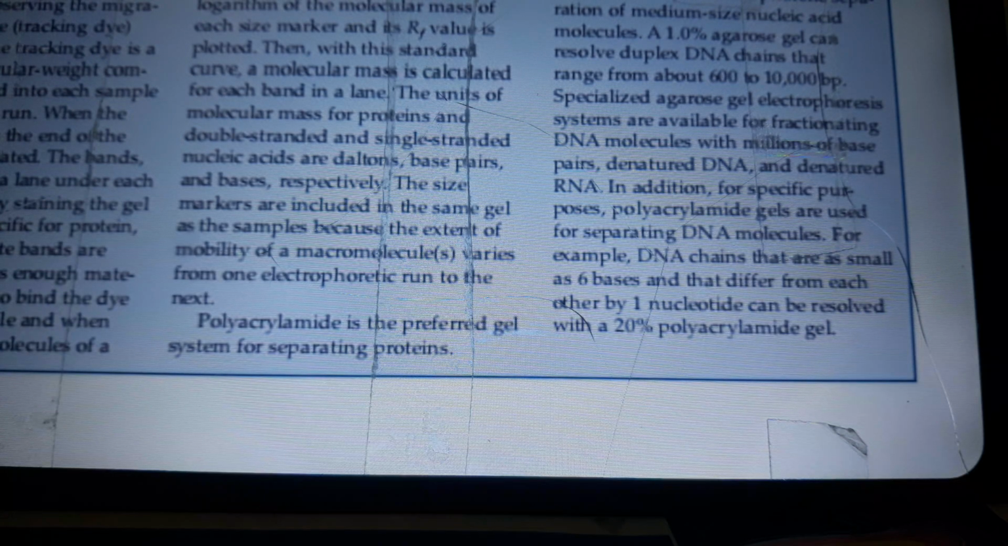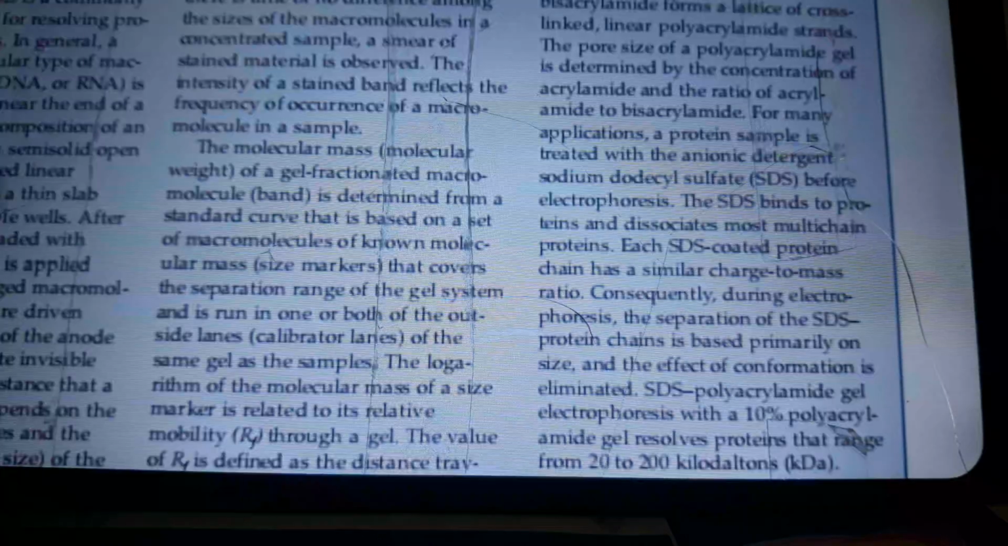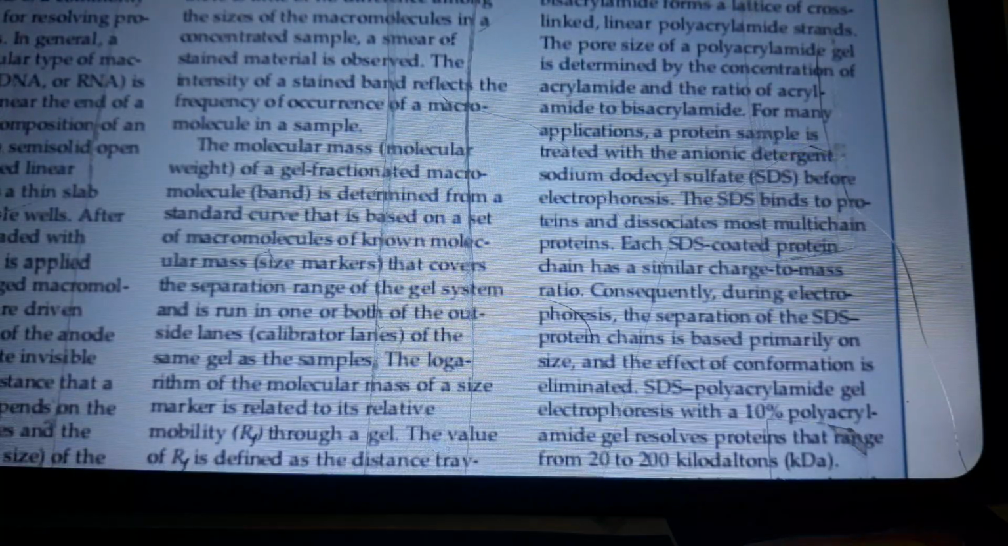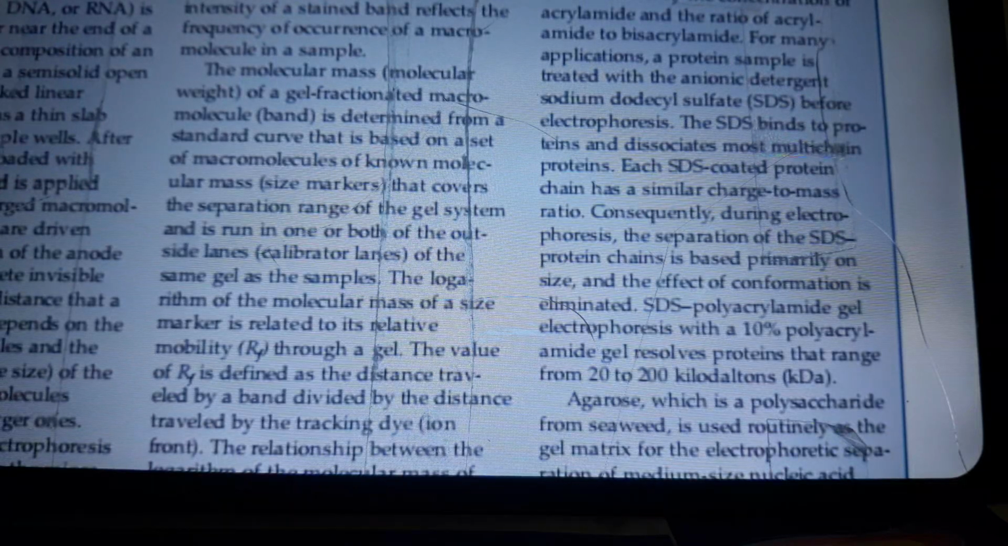Discrete bands are observed when there is enough material present in a band to bind the dye to make the band visible, and when the individual macromolecules of a sample have distinctly different sizes. Otherwise, a band is not detected. If there is little or no difference among the sizes of the macromolecules in a concentrated sample, a smear of stained material is observed.